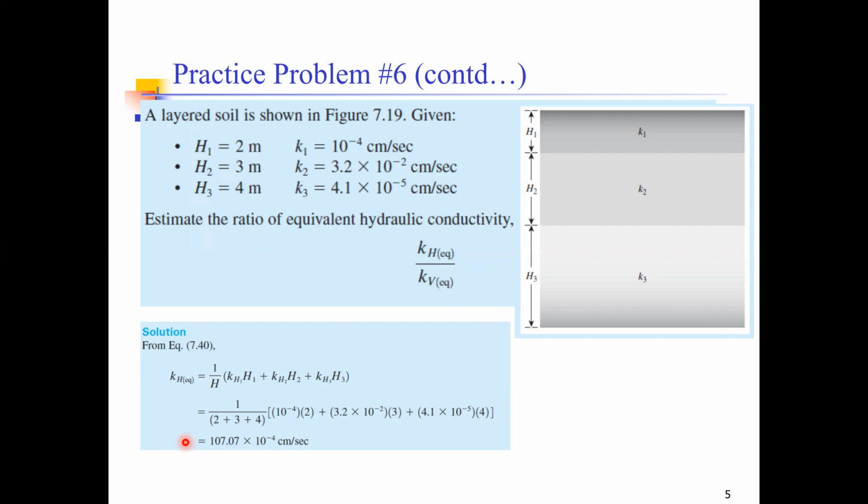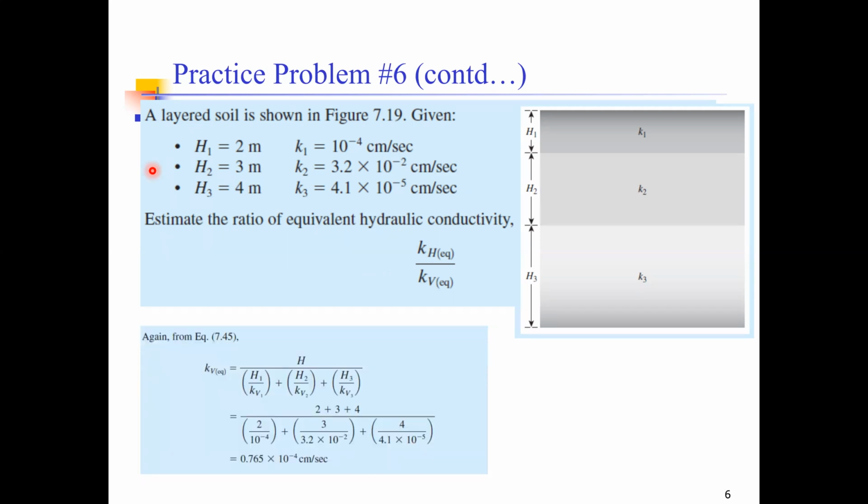In the same way, we can determine the hydraulic conductivity perpendicular to the layers. You just need to replace all the values in this equation, which have already been given here. So here I've replaced all the values in the basic equation for the hydraulic conductivity perpendicular to the layers, and this is how we can get the required answer.